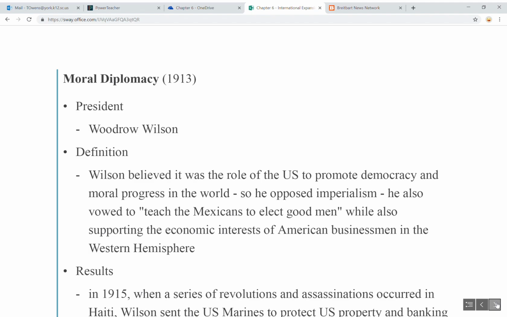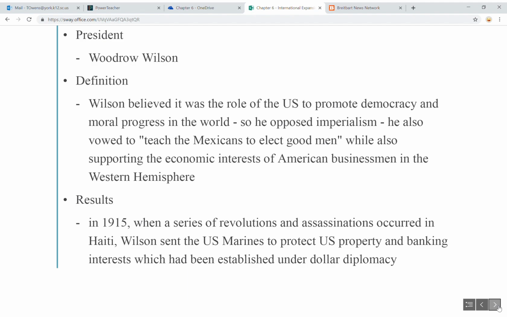And really, there was a lot of instability in Mexican politics. You had a lot of turnover, and the last president had actually been assassinated. And so he refuses to even recognize the new Mexican government. And he doesn't really like the way they vote, who they choose. And so, like I said, there's a lot going on just within that. But he also supports the economic interests of American businessmen in the Western Hemisphere. And that's kind of pulling in some of that dollar diplomacy.